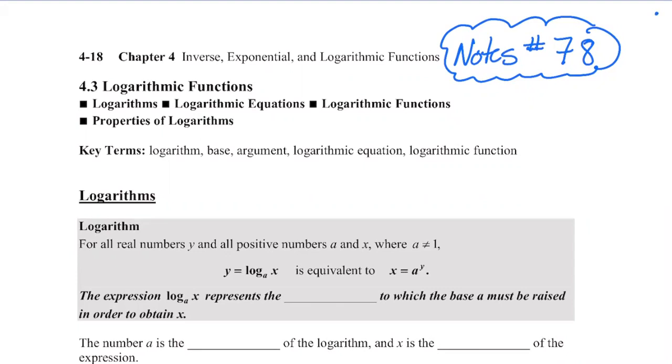I want to talk to you today about logarithms. Today, we're going to focus on writing things in log form and then exponent form. So it's going to be a real short lesson today.